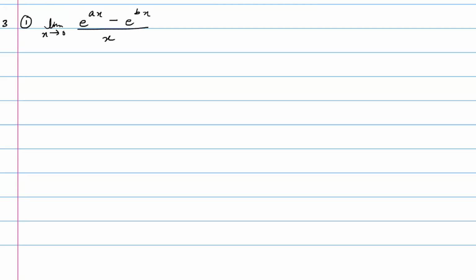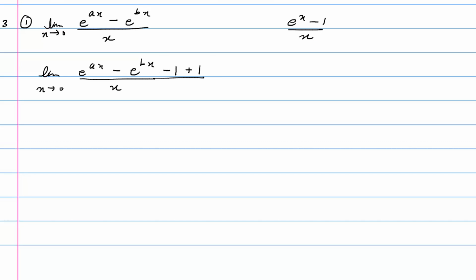So here there is one step at the beginning. Limit x tends to 0, e raised to ax minus e raised to bx upon x. So if I'm subtracting 1, I have to add 1 as well, so it doesn't change the question. Now again, our idea is to make it look something like that. So keeping that in mind, this is e raised to ax, I will transfer that minus 1. This is e raised to bx, and I write a plus 1 here.